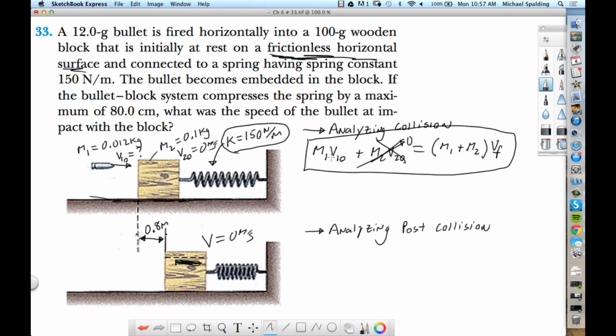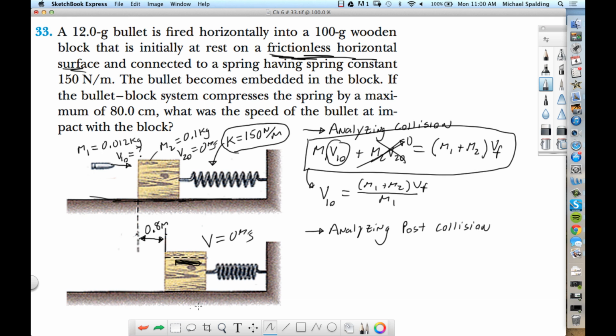Okay, so now we're looking for the initial velocity of the bullet, which is V1 initial. So doing the algebra, we're going to get V1 initial equals M1 plus M2 times V final, divided by M1. What do we need to figure out in order to solve for the initial velocity of the bullet? We need V final immediately after the collision. Can we solve for V final immediately after? Yeah. So now we're going to analyze the post-collision.